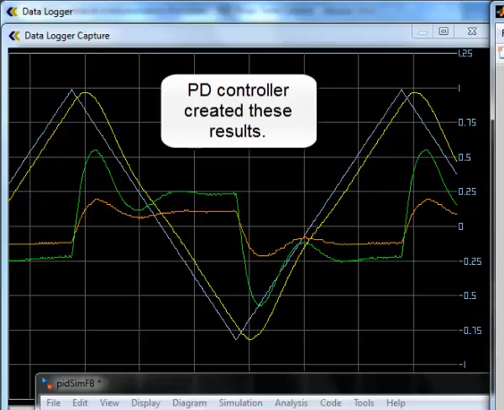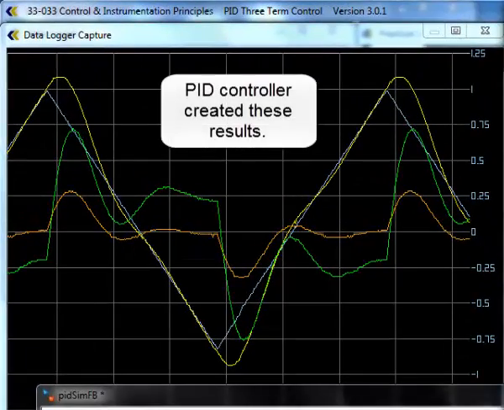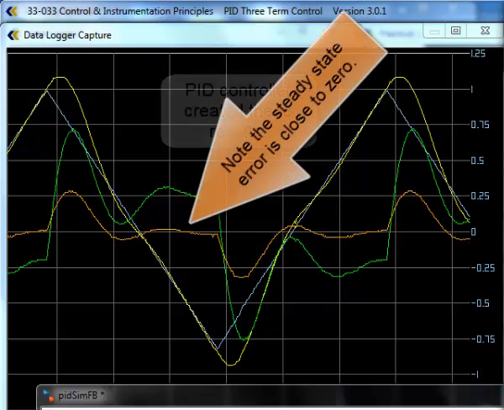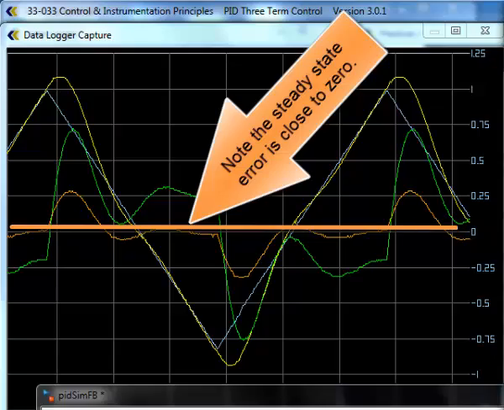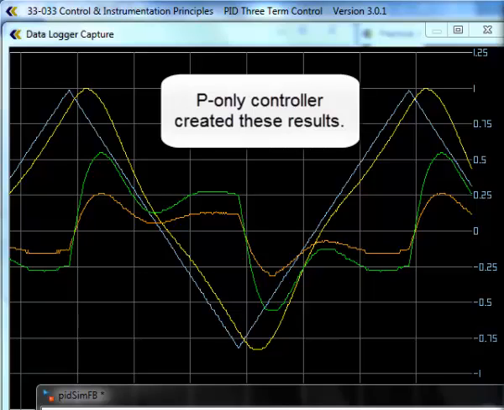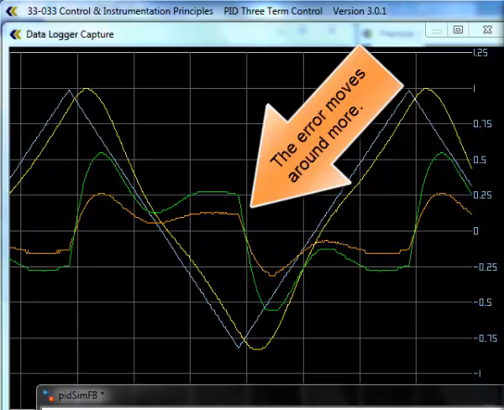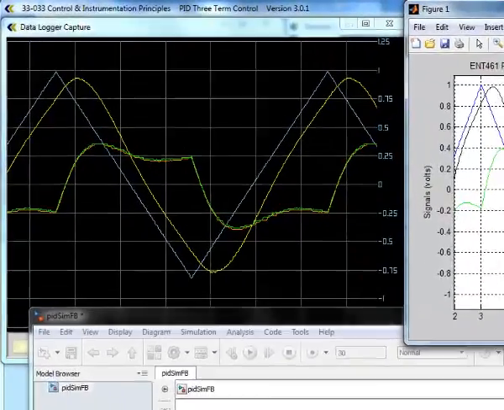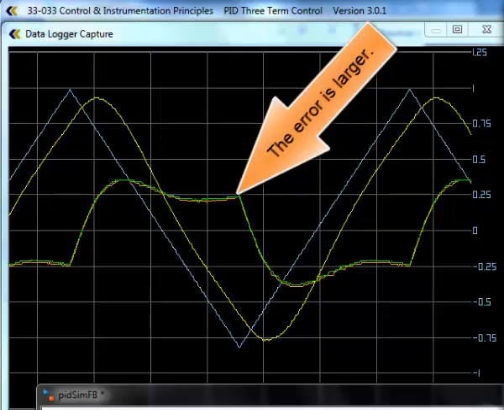PD controller created these results. PID controller created these results. Note the steady state error is close to 0. P-only controller created these results. The error moves around more. Another P controller, but with less proportional gain, the error is larger.